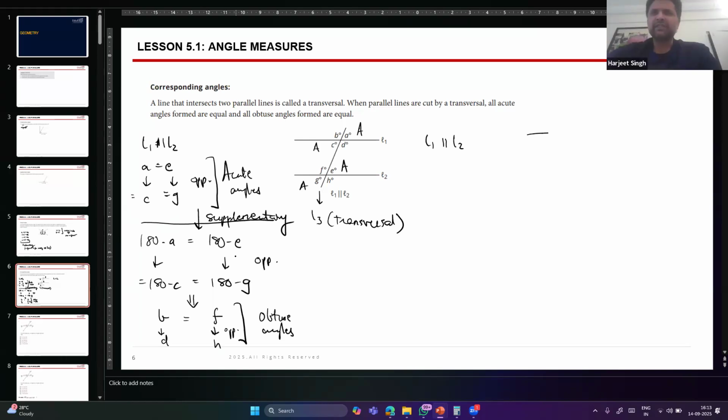So as simple as this, diagrammatically, if you want to see better, this is a transversal, L1, L2 are parallel lines. So all these angles are equal. This is equal to this, is equal to this, is equal to this. So these are the set of obtuse angles. And all the acute angles are also equal.